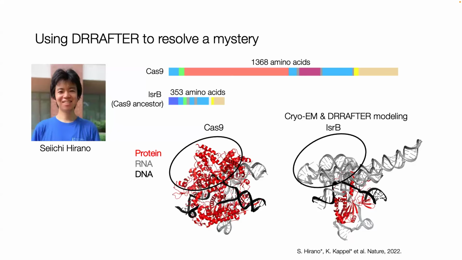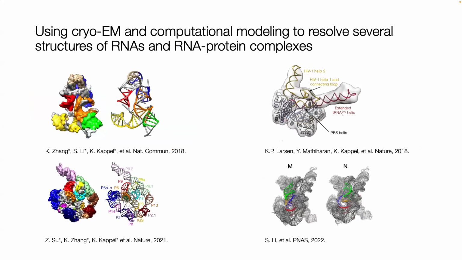So actually the RNA is taking the place of the protein, and that's how it's able to carry out its function still. We've used this approach to characterize lots of different RNA molecules, riboswitches, ribozymes, and different kinds of RNA protein complexes.